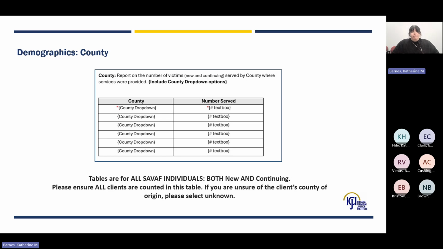So if you're not sure, make sure you're selecting unknown, but you should be collecting the county of origin of all clients. Barring very specific circumstances, there should not be a report where all clients are unknown. You should be collecting that data going forward.